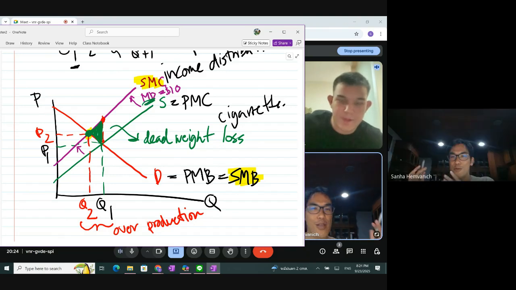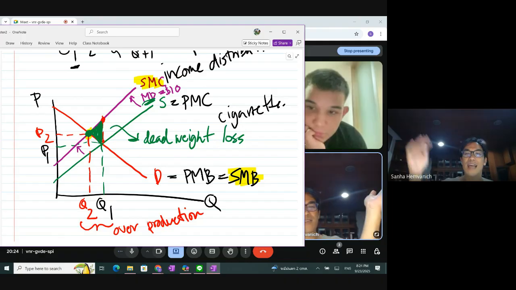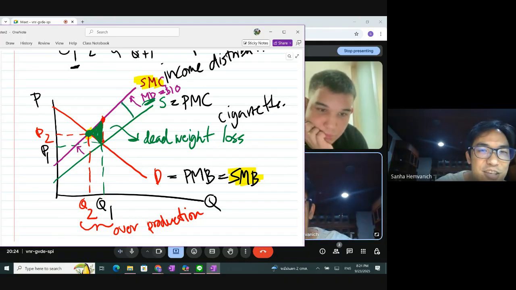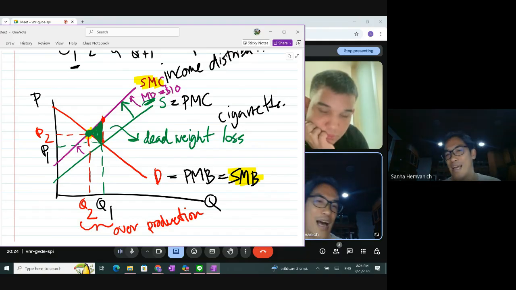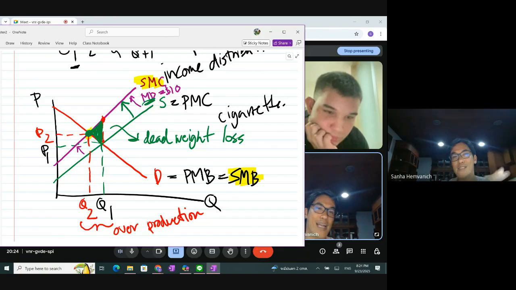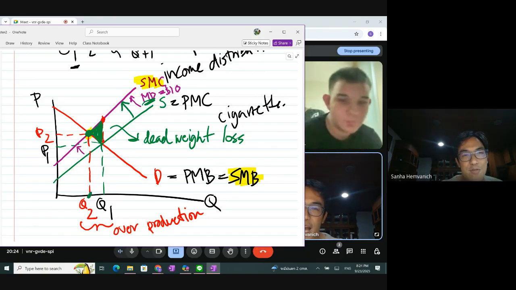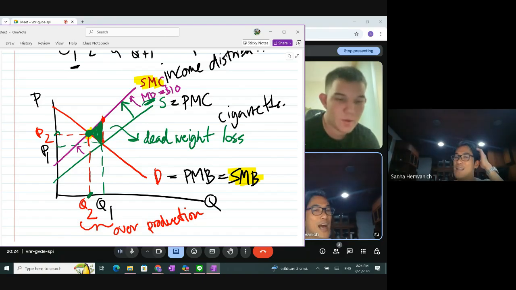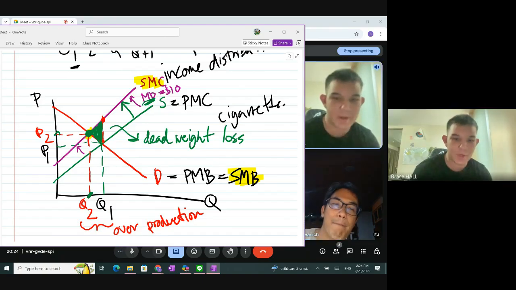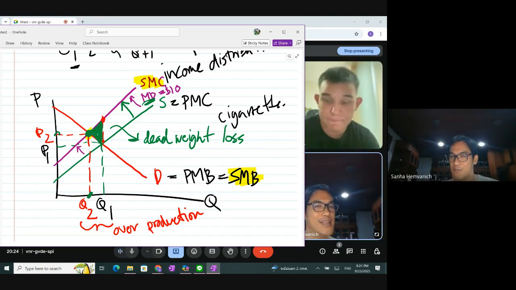So with a health tax, when you tax each pack of cigarettes, you increase the cost. And how much do you tax? You tax so that the supply curve shifts. This green line shifts to become the pink line. So the equilibrium becomes this point, and we are producing at Q2 and P2. The P2 is higher than P1 because we added tax. So with the health tax, you move to the right equilibrium where there is no deadweight loss. So this is the government intervention.